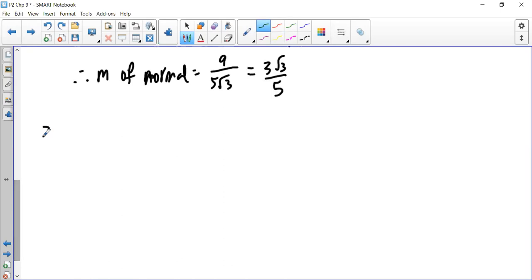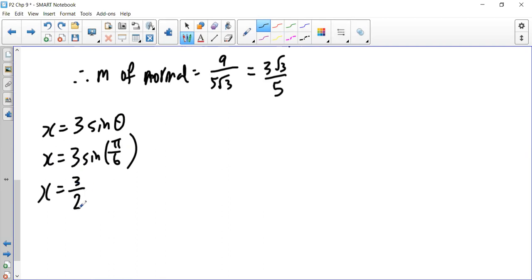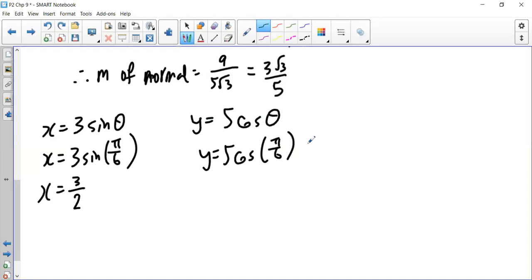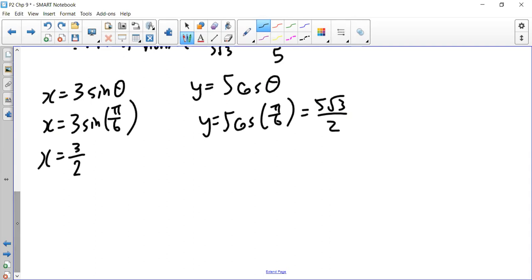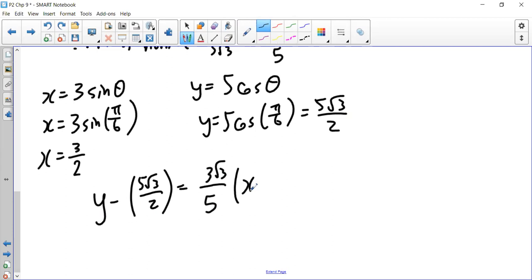So we know x equals 3 sine theta. So x equals 3 sine pi over 6. Put in the calculator, you get 3/2 or 1.5. y equals 5 cos theta, so y equals 5 cos pi over 6, which is 5√3/2. So using the equation y minus y1, y minus 5√3/2 equals m, which is 3√3/5, times x minus x1.